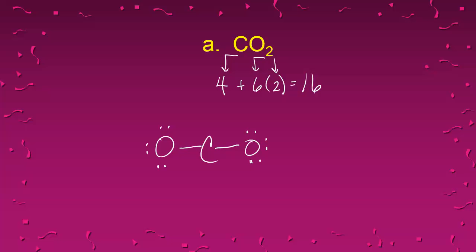Let's see. Oxygen, 2, 4, 6, 8. Carbon, 2, 4. Okay, we've got a bad situation here. Carbon is crying. I don't have 8 electrons. I mean, snot's coming out, making little snot bubbles. You know, you've seen little kids do that. That's just disgusting.